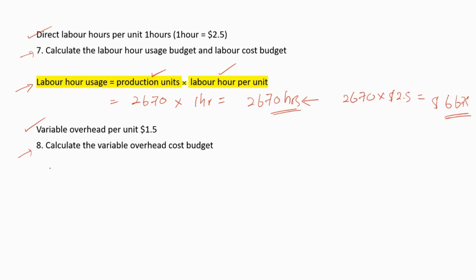And finally, they have given the variable overhead per unit, which is $1.5. So calculate the variable overhead cost budget. So variable overhead is equal to production units multiplied by the variable overhead per unit. So the production units is 2670 multiplied by 1.5. This is equal to $4,005. These are the most common functional budgets within an organization. There can be other functional budgets as well. Now you know how to prepare functional budgets. Using these functional budgets, we can prepare the budgeted statement of profit and loss.